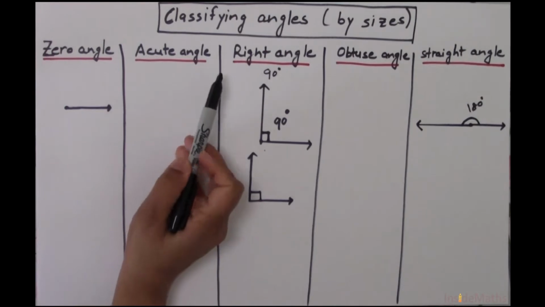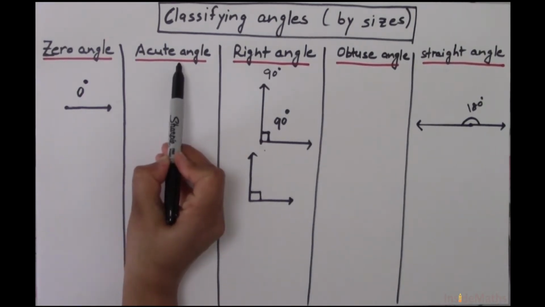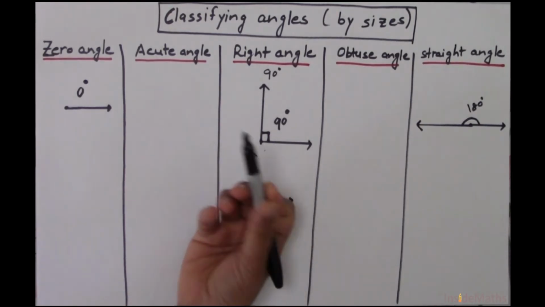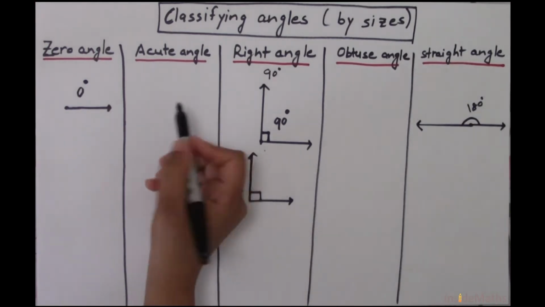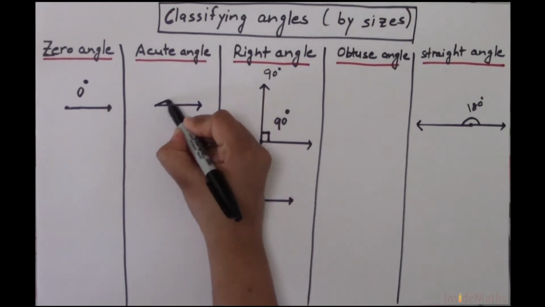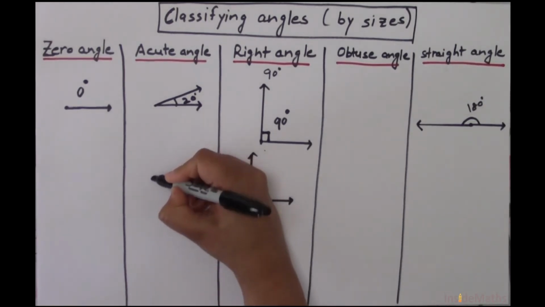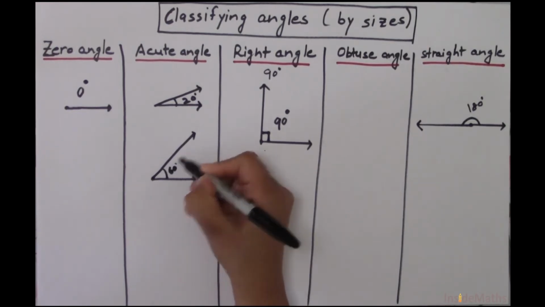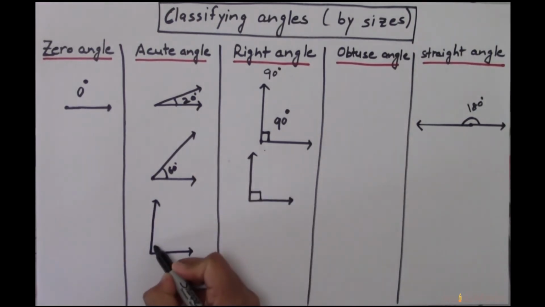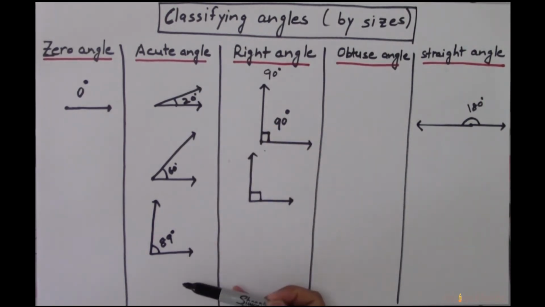Now we'll see what is an acute angle. So I'll write it over here. This is an angle of 0 degree. Now any angle which is greater than 0 degree and less than 90 degrees is an acute angle. It can be 45 degrees, 60 degrees, or let's say I draw an angle of 20 degrees. So it is an acute angle. Or I draw an angle of 60 degrees. This is an acute angle. Or I draw an angle of 89 degrees. So all these are the examples of acute angles.